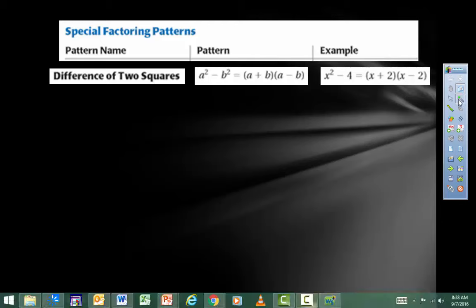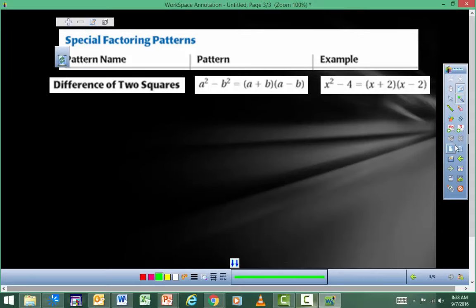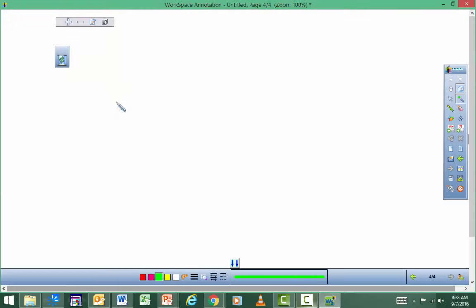So maybe we can do a couple examples here. Maybe try this one real quick: y squared minus 121. Okay, hopefully you recognize the pattern. It only takes you 10 seconds to factor this. I'll let you try it first on your paper.